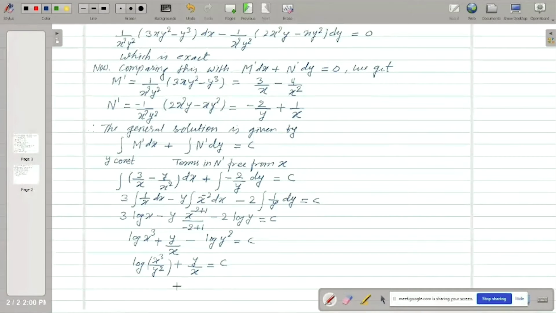Now we can simplify this. So this can be written as log of x cube by y square. I am shifting this to that side, so this becomes c minus y by x. Now let us move to the next page.